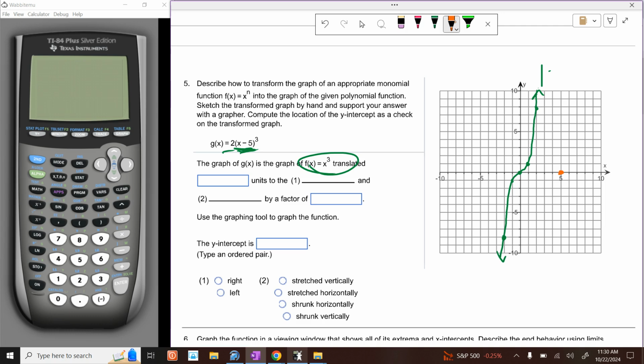So instead of being over 1 up 1, it's over 1 up 2. Instead of being over 2 up 8, it's over 2 up 16. Way up there somewhere. So it looks like this. It's even skinnier than that one is. Okay? So it's translated 5 units to the right and stretched vertically by a factor of 2. What's our y-intercept going to be? How are we going to figure out what our y-intercept is going to be?